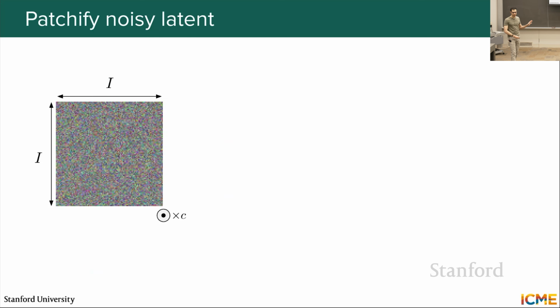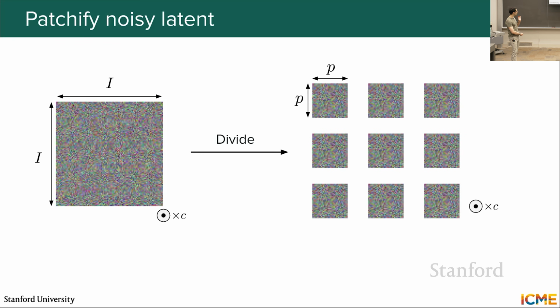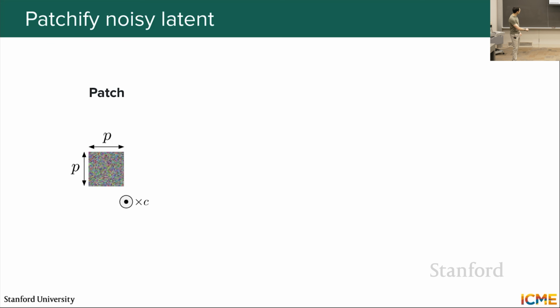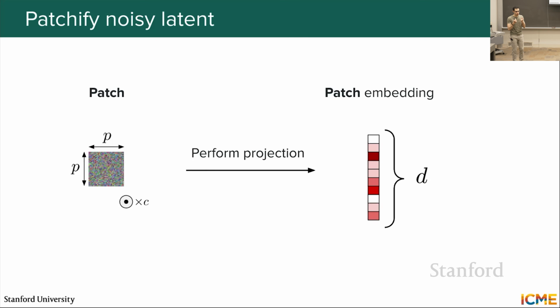What you do is you take that image and you divide it into patches. So each element has a dimension of P times C. So if you do some counting, you will see that it's I squared over P squared patches. And this is the length of your sequence. So you take each patch and you want to represent them with a vector. So you just perform a linear projection and you obtain a vector of, let's say, dimension D.